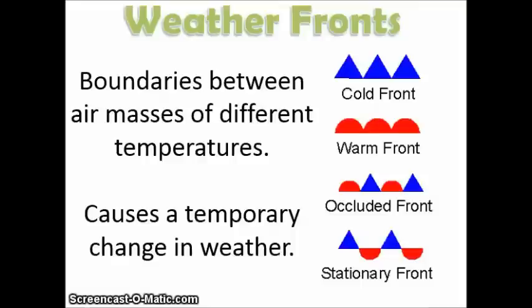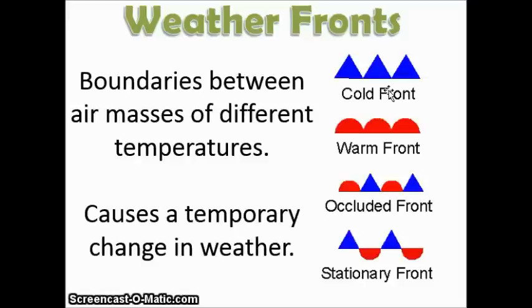So let's first talk about what a weather front is. A weather front is defined as a boundary between air masses of different temperatures. It causes a temporary change in weather. So when we say that there's a cold front, all that means is that the front of air that is coming through is colder than the existing air in that area. So a cold front in the middle of July could be 80 degrees, and that would be considered a cold front. Likewise, a warm front in the middle of January could be 40 degrees when it's actually 30 outside. All it means is that it's colder or warmer than the air masses it's traveling into.